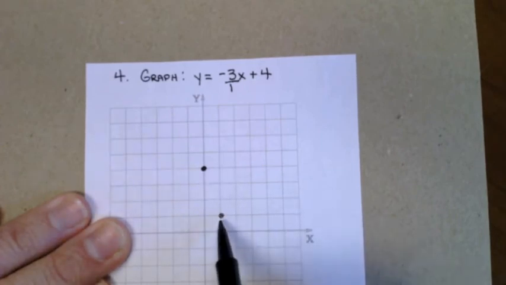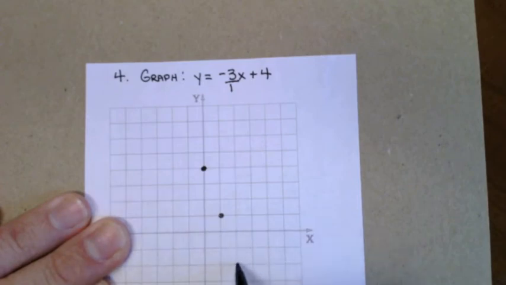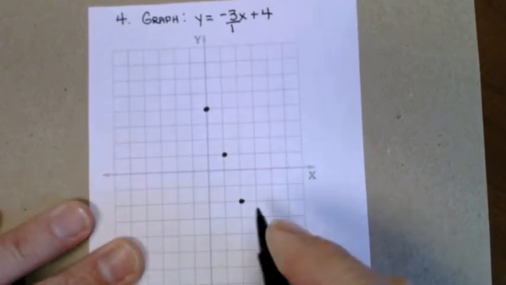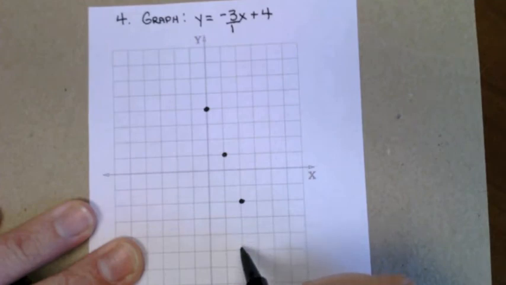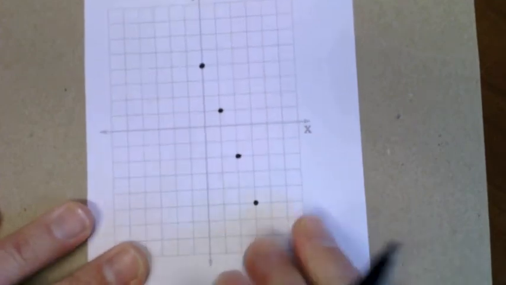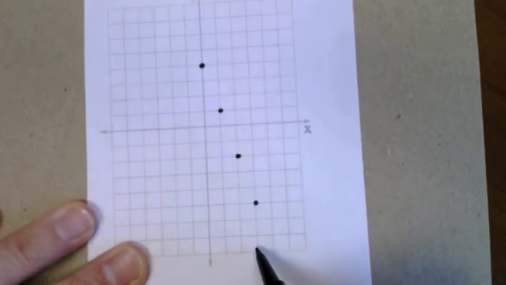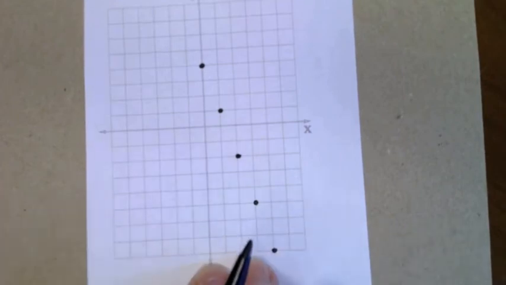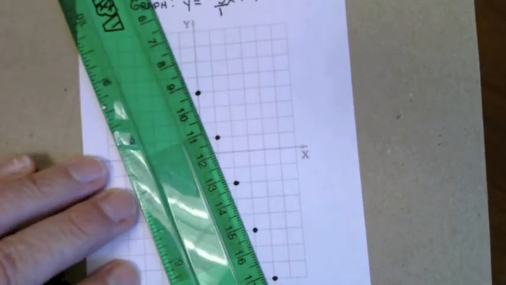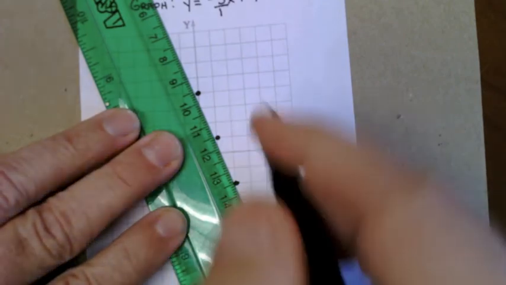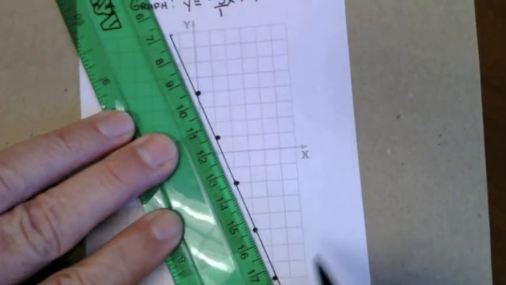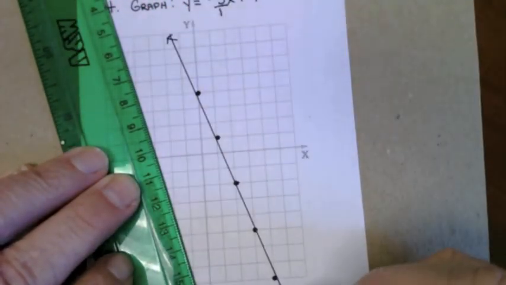I can do it again. Down 3, 1, 2, 3 over 1. I can do it again. Down 3, 1, 2, 3 over 1. All these points create a line. Take my ruler. I just use this equation to graph this line.